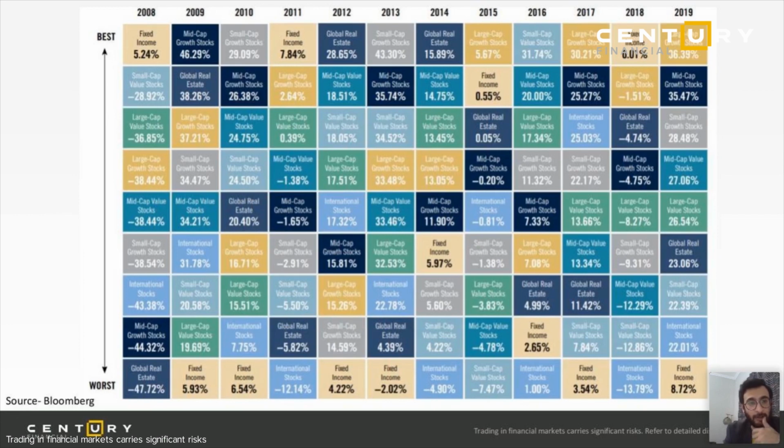If you see fixed income, fixed income in 2008 was the best performing asset, but in 2009 was the worst performing. Similarly, in 2011, it was the best performing. 2012, it was the worst performing. So diversification is needed because what is good now may not be good tomorrow or may not be good next year. So you really have to diversify into different asset classes.